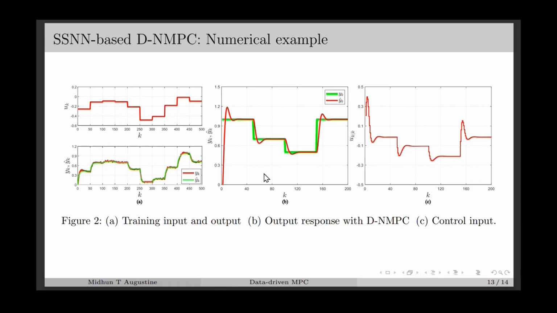Then in figure B, we can see the output response with the NMPC, where YK is the reference output in green color and YK hat is the predicted output in red color, and we can see that the predicted output is tracking the reference. And figure C shows the control input corresponding to the state-based NMPC. The MATLAB codes for this numerical example can be downloaded from the link given in the description.